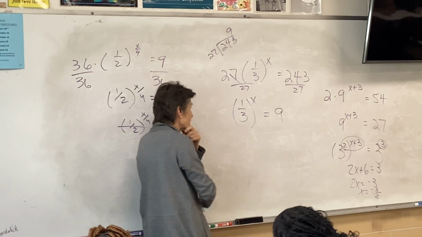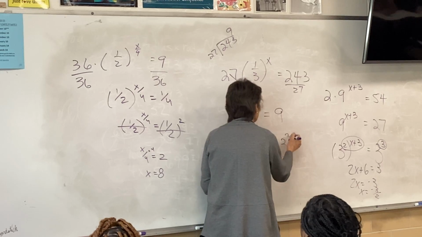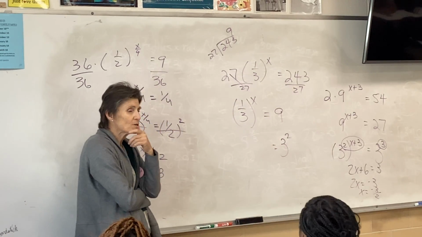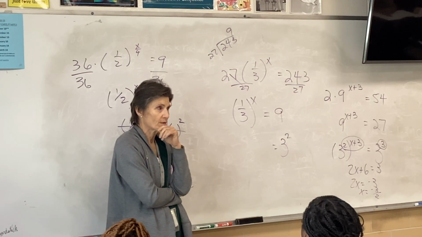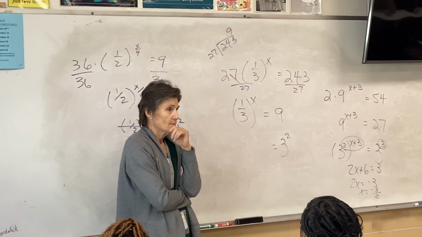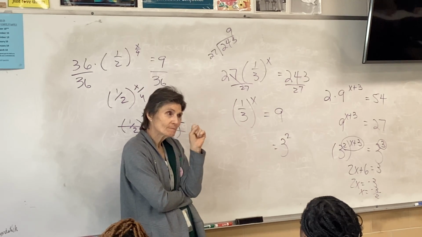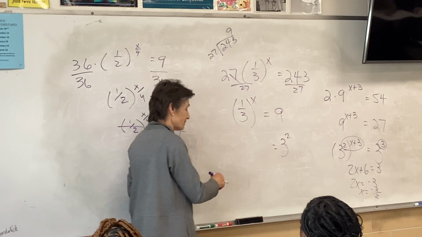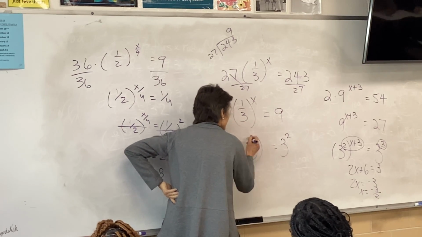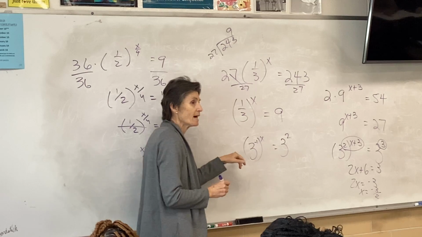Now 9 is 3 squared. I'm pretty programmed to that. What do I do with the 1/3? What do I do with that, Drew? So if you make it negative, it flips. Exactly. So 1/3 is 3 to the -1st. Would you agree with that?